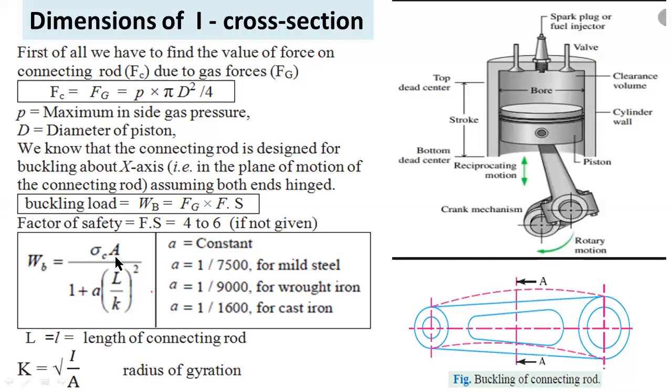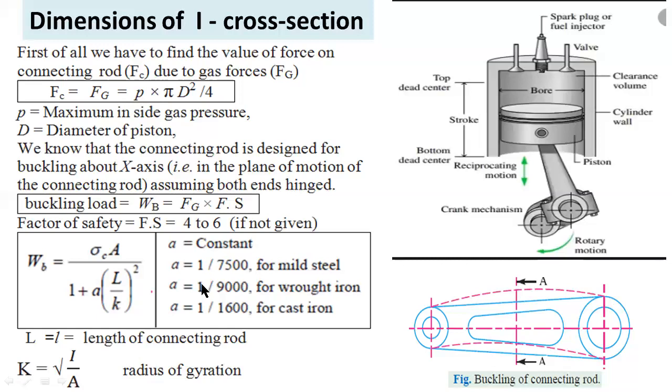Here capital A is the area of the I cross section, and small a is the constant, Rankine's constant. L is the effective length. K is the radius of gyration. The effective length of the connecting rod equal to the length of the connecting rod. The formula for radius of gyration equal to square root of I by A. I is the moment of inertia of the I cross section. Capital A is the area of the I cross section.